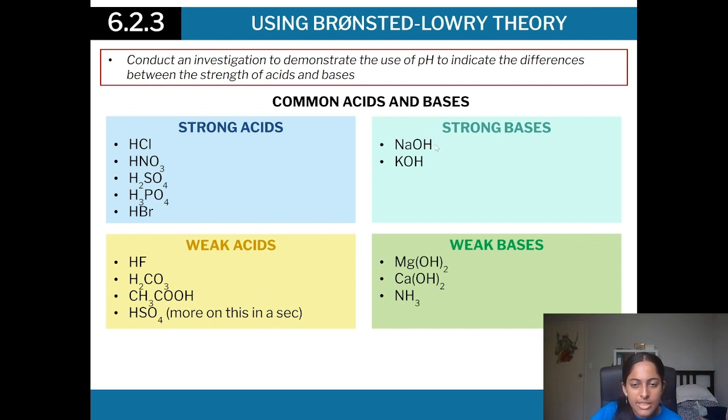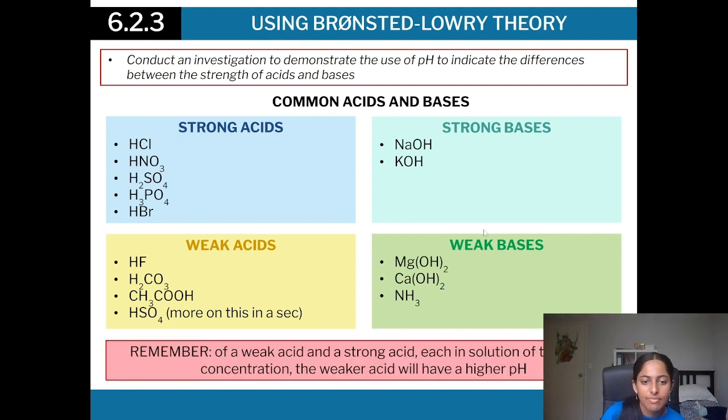Strong bases are things such as sodium hydroxide and potassium hydroxide, the rest is weak. So your other hydroxides are weak. Ammonia is also a weak base. So yeah, just be aware of the different kinds that are present.